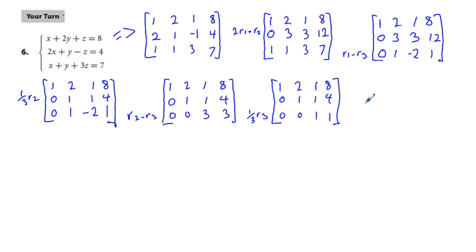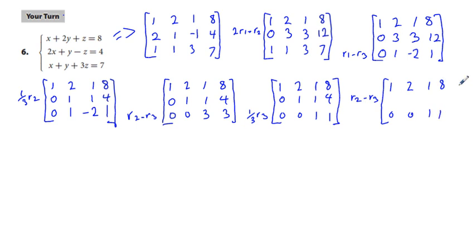And our next step is we want this number to be 0, the second number in the third column. To do that, we're going to take row 2 minus row 3, so I'm going to put R2 minus R3. And row 1 and row 3 will stay exactly the same. So we write 1, 2, 1, 8, and row 3 is going to be 0, 0, 1, 1.